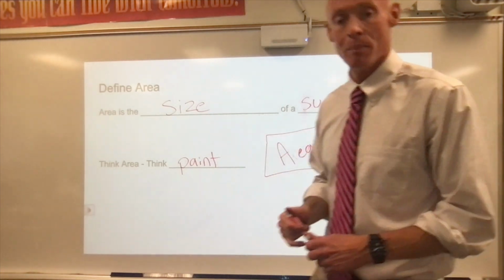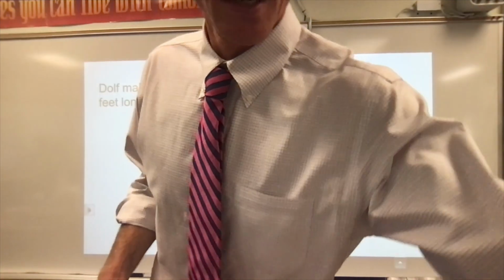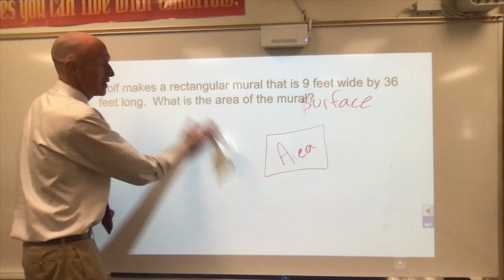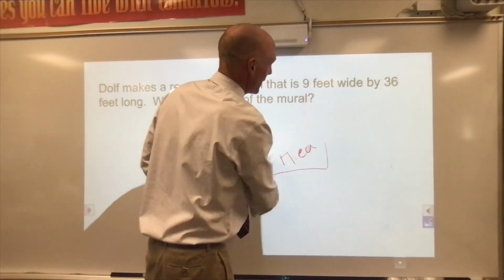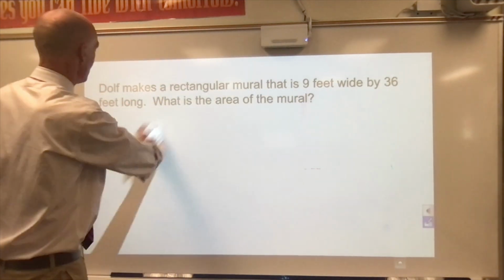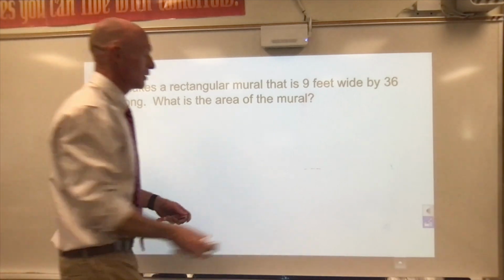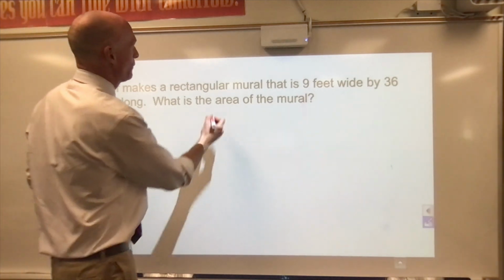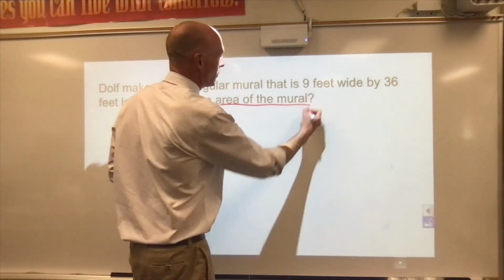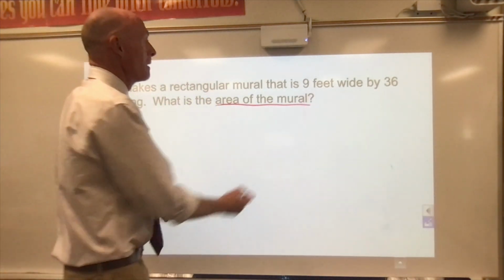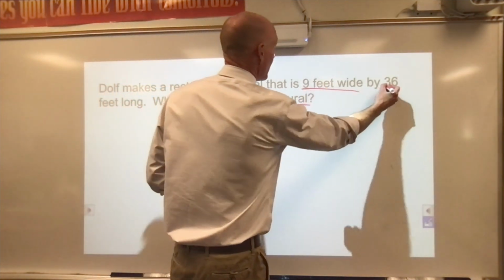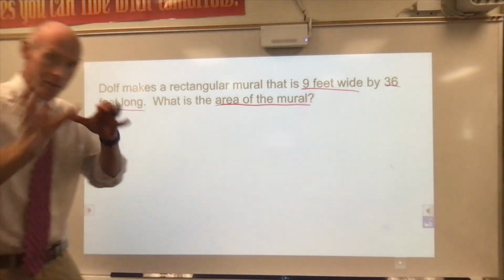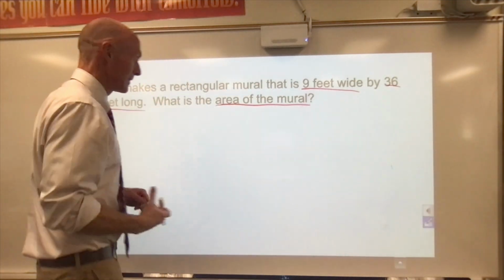Let's take a peek at some questions. So this one here says, Dolph makes a rectangular mural that is 9 feet wide by 36 feet long. What is the area of the mural? So what are we trying to figure out? We're trying to find the area of the mural. What do we know? We know that it's 9 feet wide by 36 feet long. Perfect. Let's draw out what that area looks like.